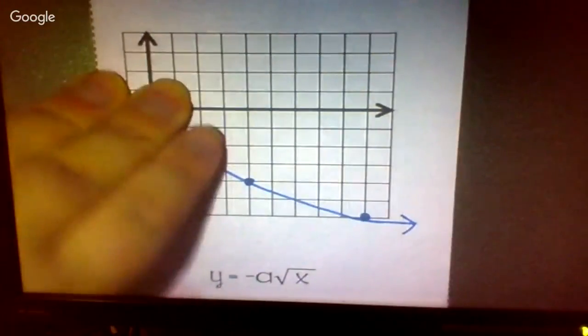Okay, 2 more. What happens when I add or subtract outside of the square root? Okay. That's what we're doing.